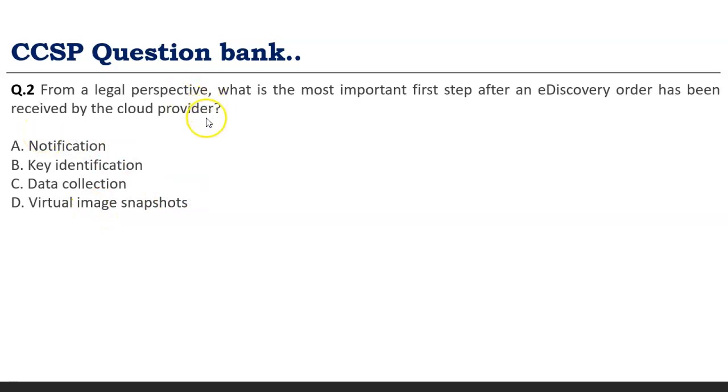So we have seen that the cloud customer is responsible in case the notice has reached the cloud provider. Notification should be the very important first step. They should notify their customer that an e-discovery notice has been received against your services, and then based on their recommendation or their need, you can do the snapshotting, data collection, key identification, or RC. All this can be a next step. The very first step is the notification.